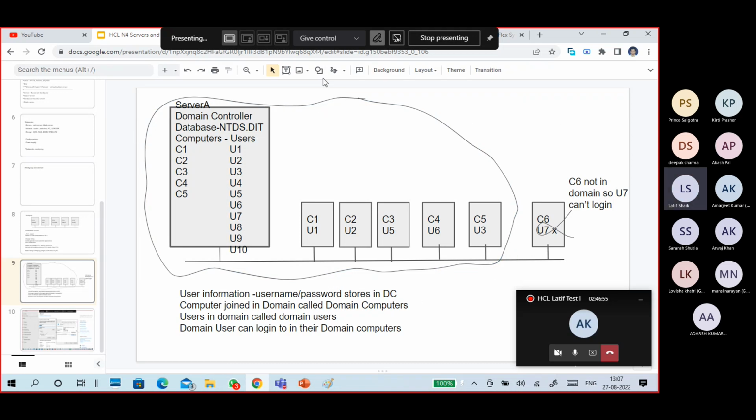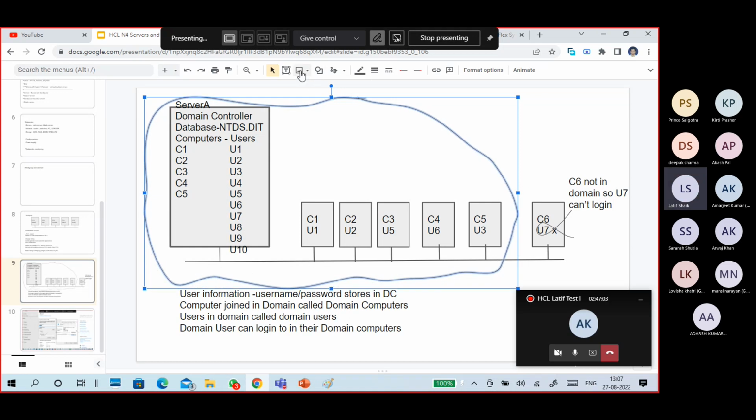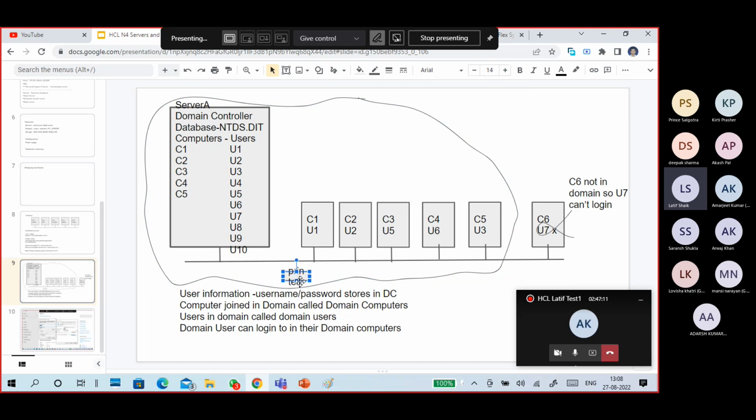So what is this? This is the boundary. If I have a printer, I can have a printer also. If I connect a printer here, for example, the name is printer P1, and I connect it to the network. Then it is just a printer. But if I add this as a resource, P1 now belongs to the domain resources. So this is the boundary of a domain.